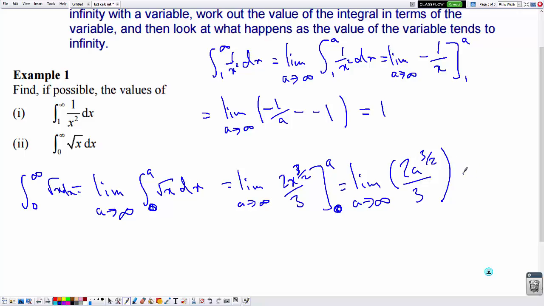So this doesn't actually go to any value. But be careful, we don't write equals infinity. Don't write equals infinity. What we're going to write here is an arrow, tends to infinity, because this gets infinitely big. So does this limit actually exist? It doesn't. Don't write that your answer is infinity.